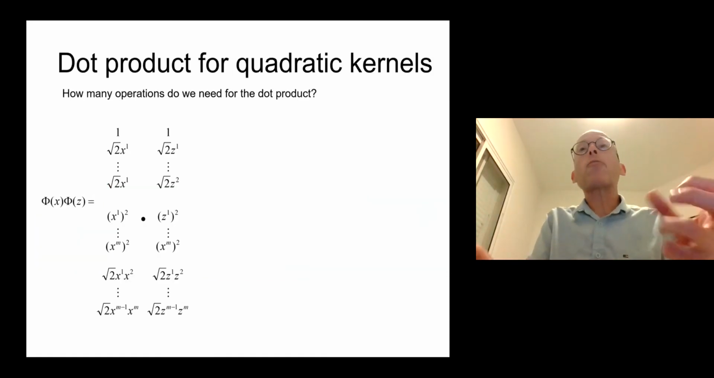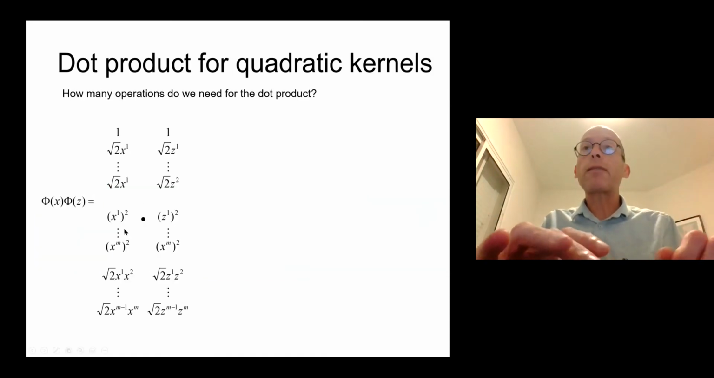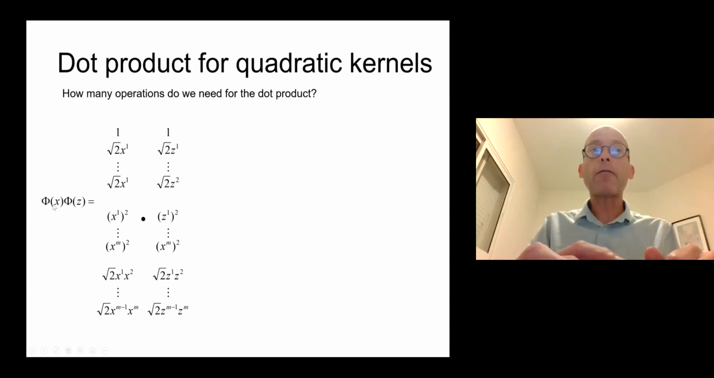Let's take a dot product of two samples that we transformed in the way we just described. Let's say x and z: phi(x) times phi(z). We transformed x by taking all the linear terms, x1 through xm, and then the quadratic and pairwise terms, and similarly for z, okay?